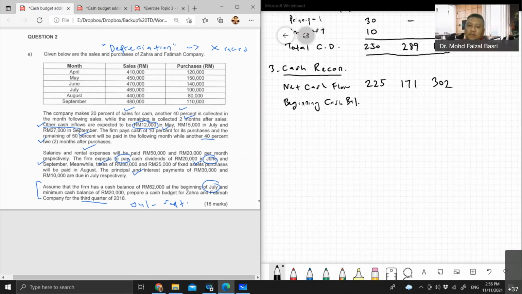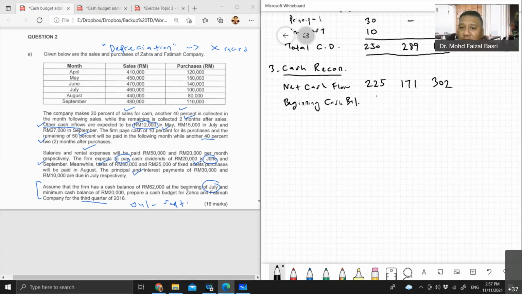Because when we close accounts, usually it is at the last day of the month. And next month will be a new month. So the new month will be the beginning, which we carry forward from the ending. It depends on the question, but mostly they will use the beginning. So the beginning of July, 62,000. So we're going to record 62,000 here.